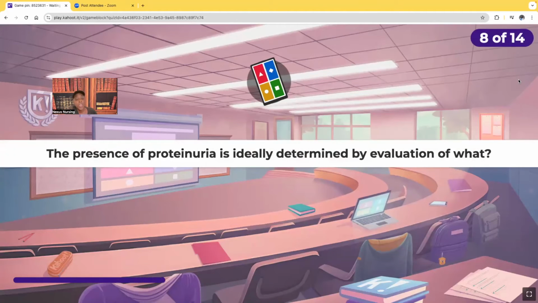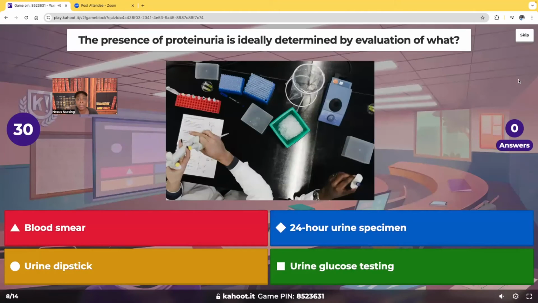Next question. The presence of proteinuria is ideally determined by evaluation of what? Would it be blood smear? Would it be a 24-hour urine specimen? Would it be a urine dipstick? Or would it be urine glucose testing? So remember, proteinuria has to be present in preeclampsia. What is the preferred method of determining proteinuria?